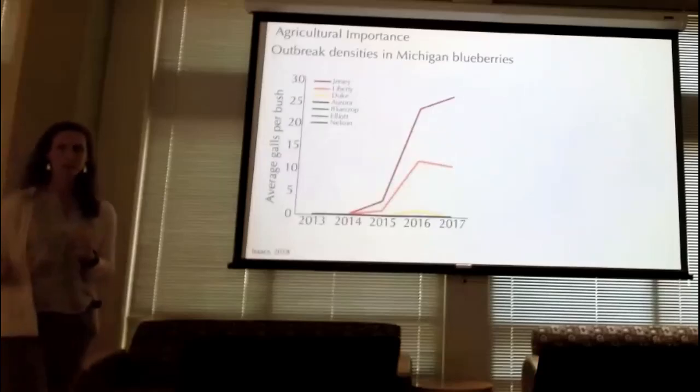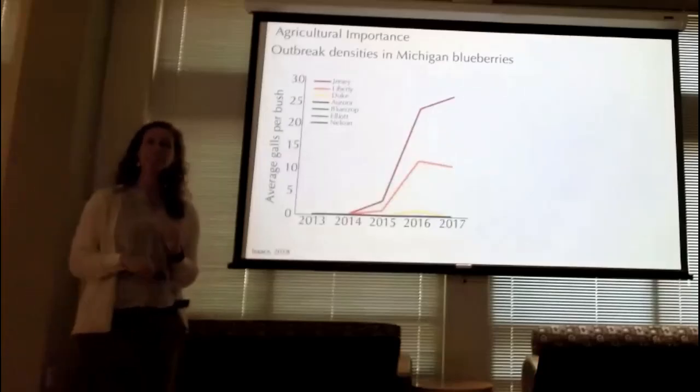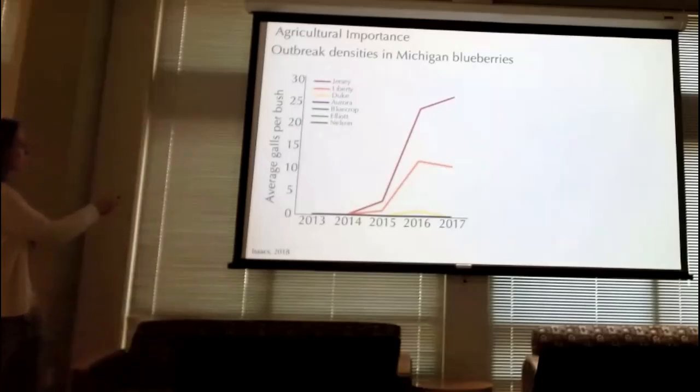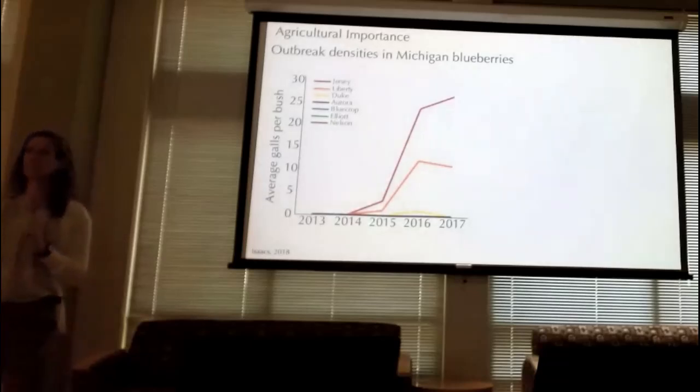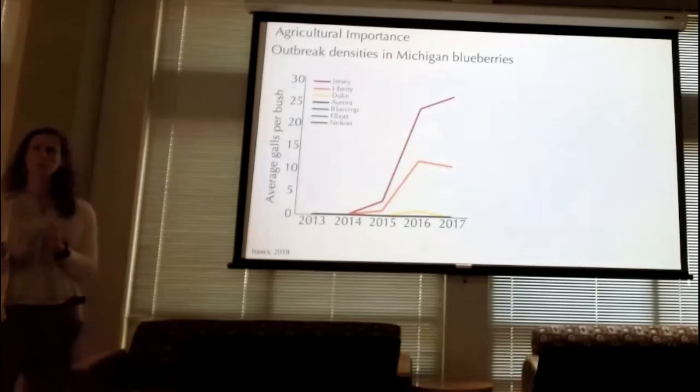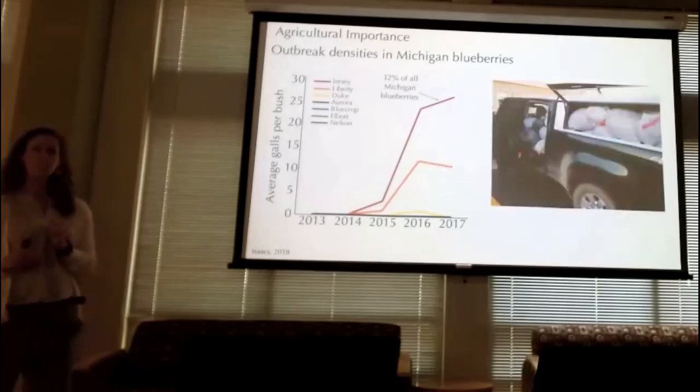The other reason why I like Modest is that currently they're at outbreak densities in northern Michigan. So these are different varieties of blueberries, and Jersey is the one that gets hammered the most. This outbreak started around 2016 and has continued up to today. So my collaborator asked a farmer to send us some gall samples, and he sent us this.